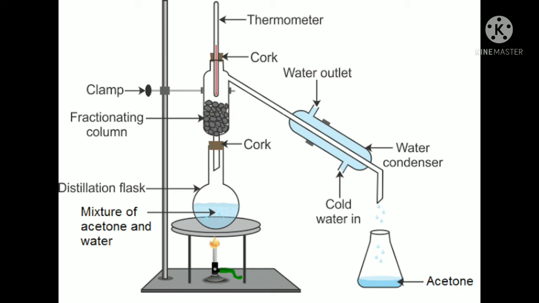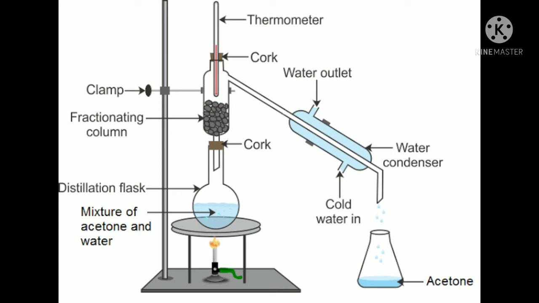We will collect the acetone in another flask. When we heat the mixture slowly, we will keep a close watch on the thermometer. Always remember that the acetone will be vaporized first, and then it will condense in the condenser and get collected in another container, and the water will be left behind.